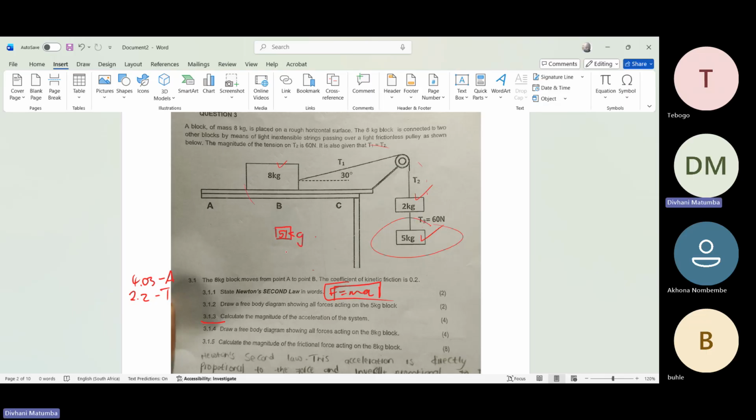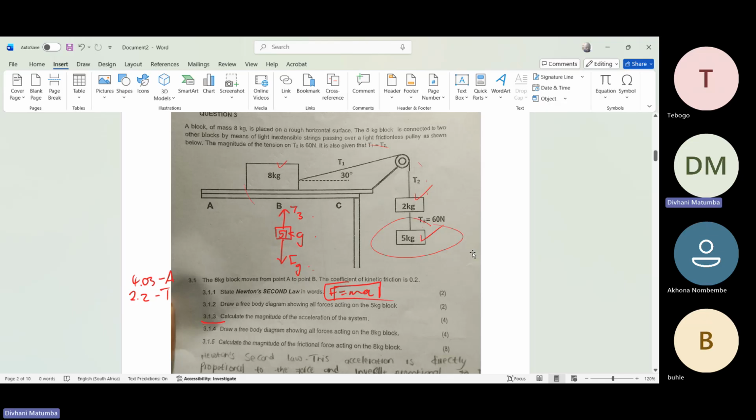Akona, what are the forces acting on the 5 kg block? The first one is? We have the weight. And tension, T3. Okay. What else? For the 5 kg block, that's it. Tebogo, do you agree? Yes, I do. Okay, fine.